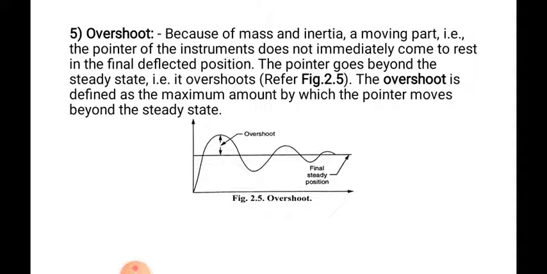Overshoot is nothing but this: because of the mass and inertia of a moving part, the pointer of the instrument does not immediately come to rest in the final deflection position. Okay, the pointer goes beyond the steady state, that is its overshoot. Overshoot is defined as the maximum amount by which the pointer moves beyond the steady state.